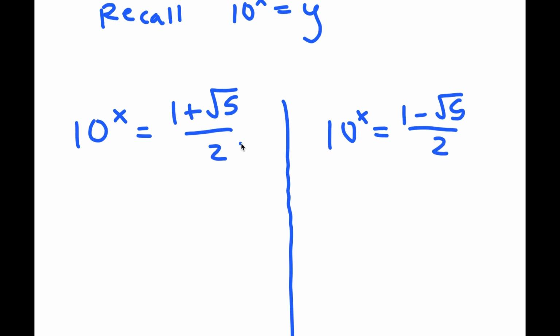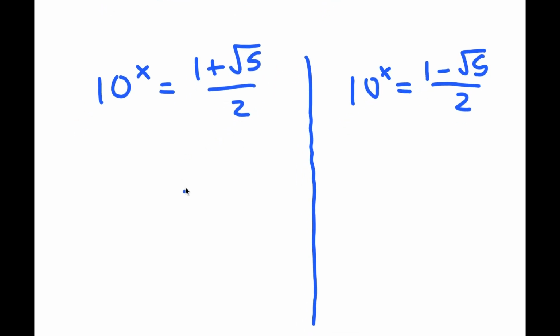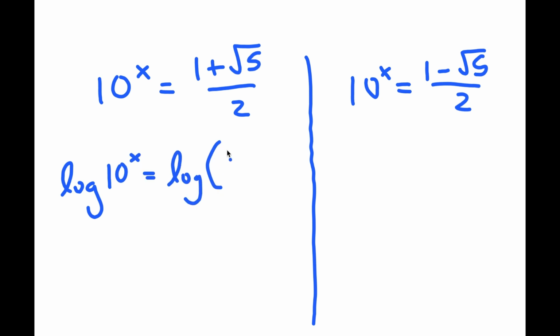So for 10 to the power of x is equal to 1 plus the square root of 5 over 2, to solve this, I'm going to be using logarithms. So I'm going to first start by taking the log on both sides. So I have log of 10 to the power of x is equal to log of 1 plus the square root of 5 over 2.